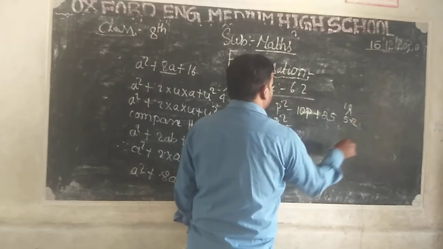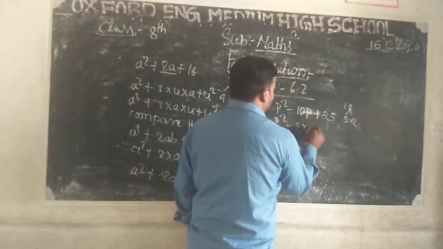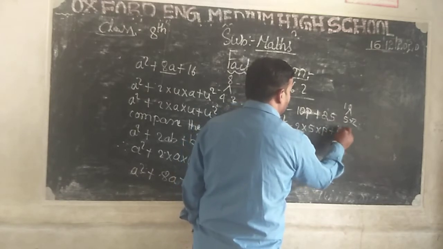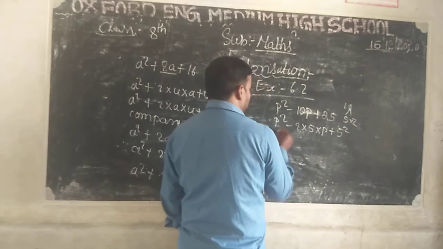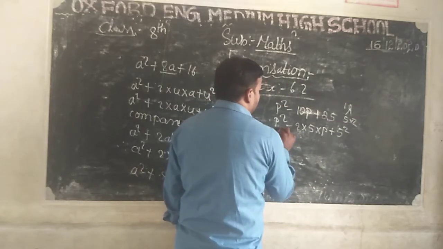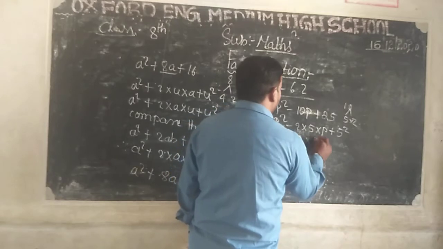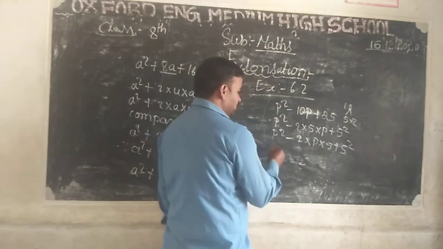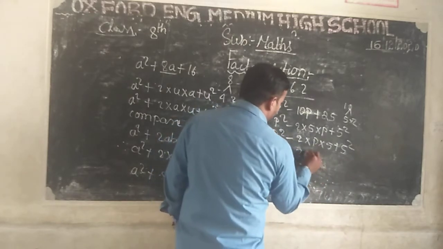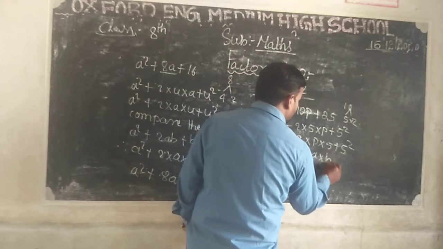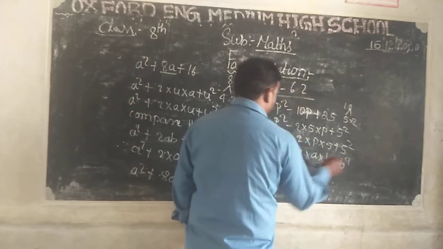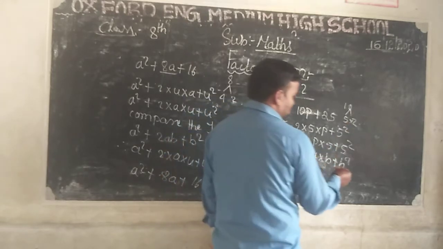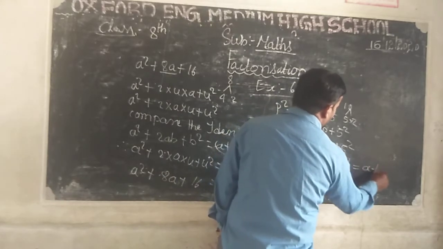So therefore you write 2 into 5 into p plus 25, square root of 25, 5 square. So therefore again you write p square minus 2 into p into 5 plus 5 square. Right? Then you compare with the identity a square minus 2ab plus b square. What is the place of a? p. What is the place of b? 5. So therefore a square minus 2ab plus b square identity is what? a minus b whole square.